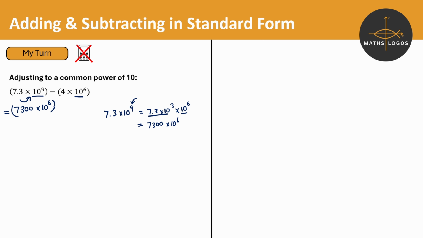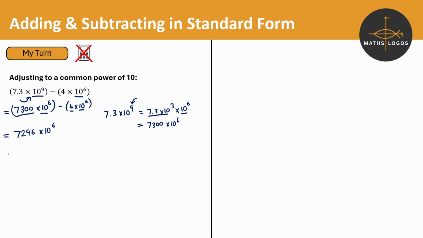I can now go ahead and take away 4 times 10 to the 6. And all I have to do here is do 7,300 take away 4. Well, that gives me 7,296 times 10 to the power of 6. This bit, the power of 10 stays the same.